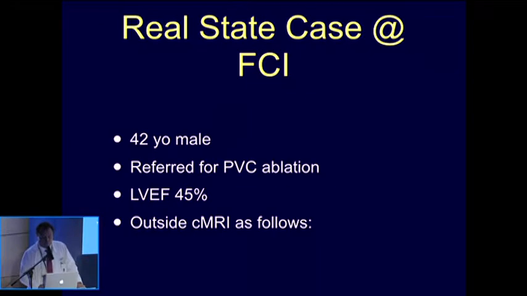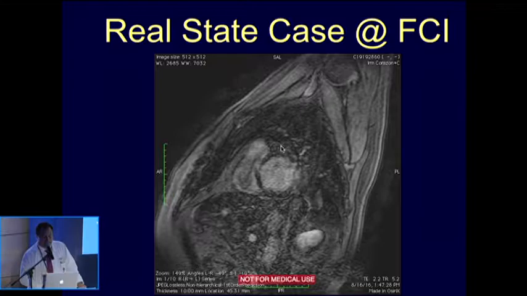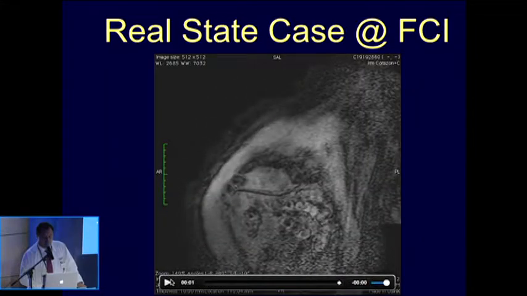you will see diverse forms of presentation of the patients. First case, this is a real life case, 42 years old, referred for PVC ablation, LVEF 45%, and the ventricle reported multiple areas of gadolinium at the base, the mid and the apex, with subendocardial and mid myocardial distribution. The EP study showed no compatible areas, and Luis called me. He said, my catheters are inside, I'm doing the mapping, and I don't see anything. And this is the MRI.